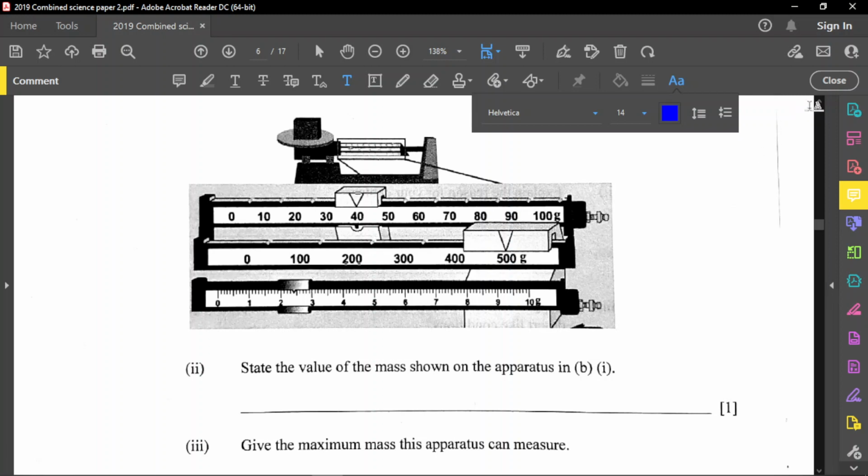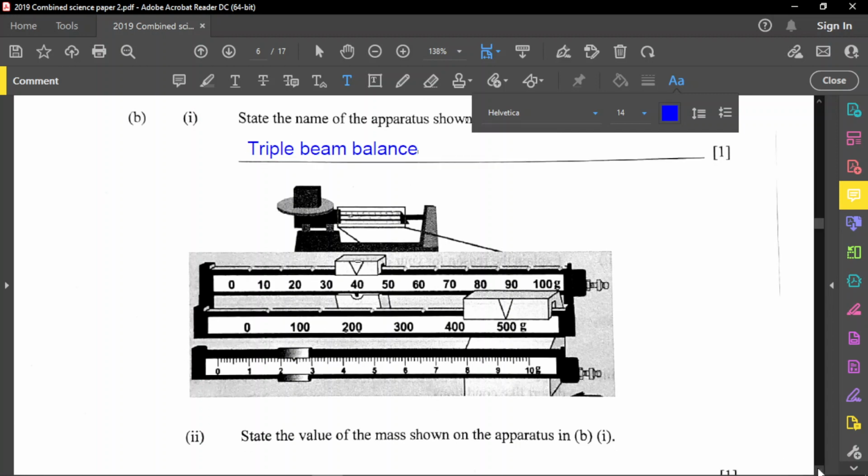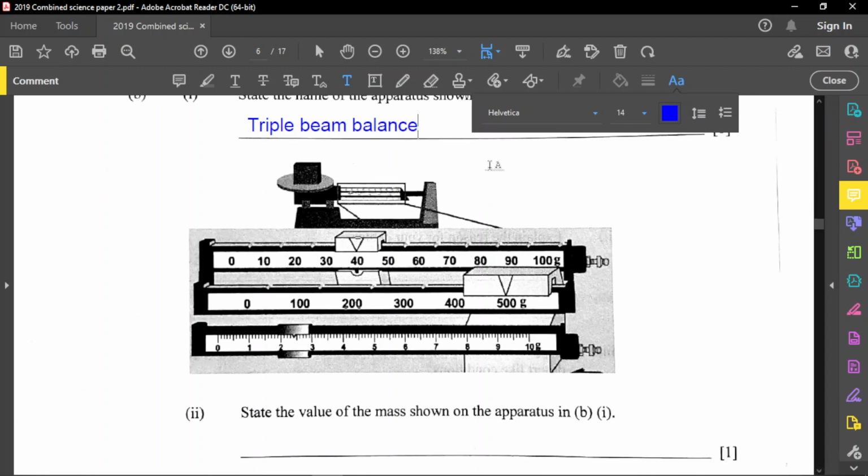All right, well, in the diagram, it shows the apparatus. Let's look at the mass here. Notice that there are 3 readings. Triple beam balance means 3, so there are 3 readings. I'm just going to highlight them. First, we start with the biggest number, which is the hundreds. So we have hundreds, tens, and ones. There are 3 levels on the triple beam balance.